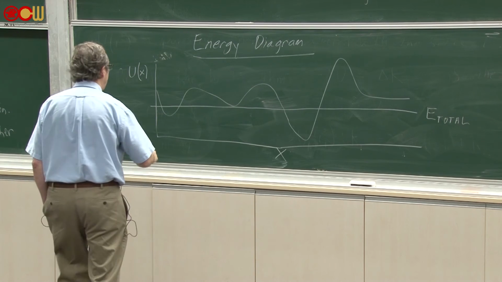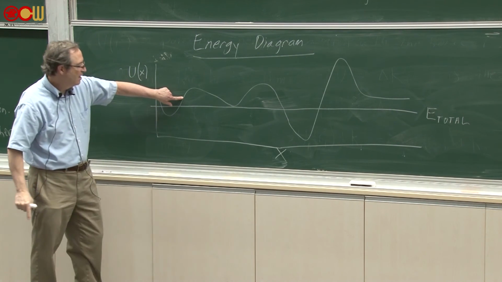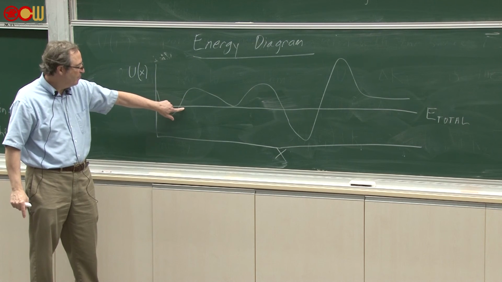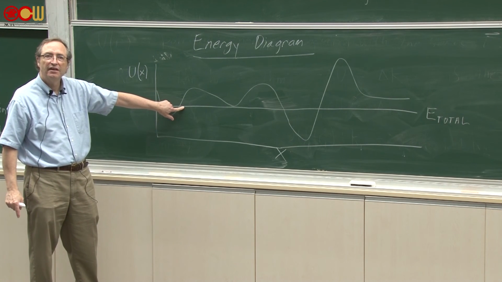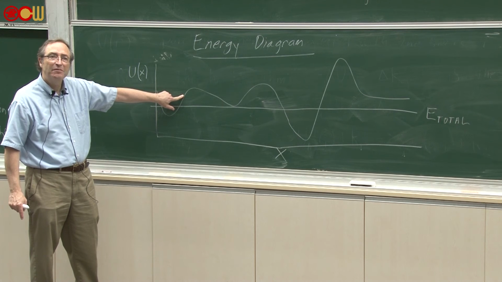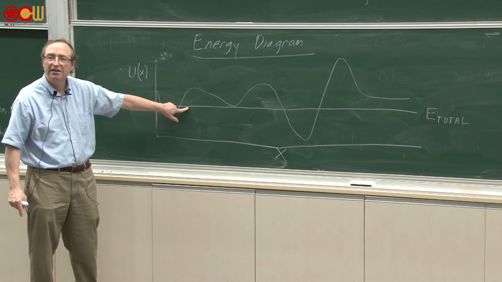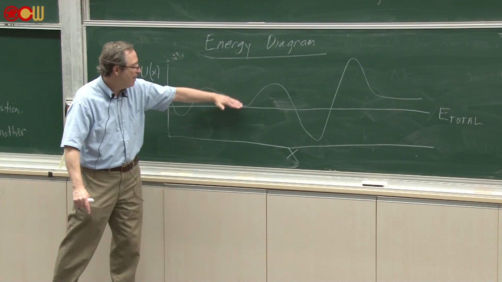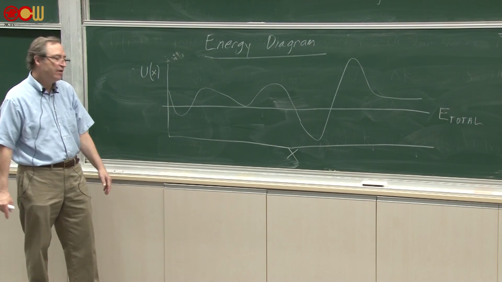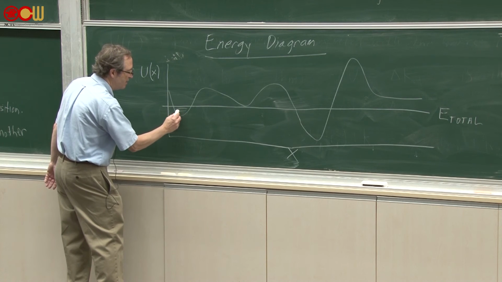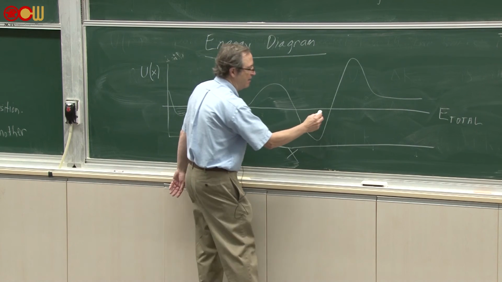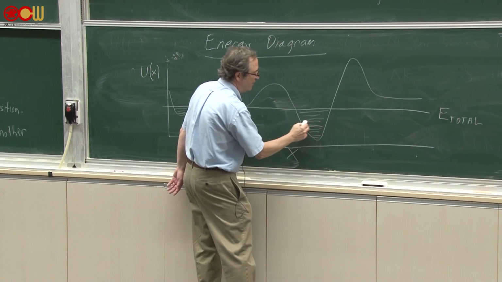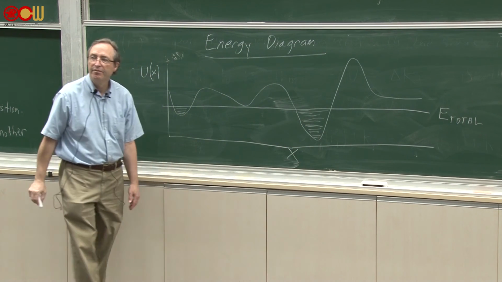So if I'm located over here, my potential energy is bigger than the total energy. If I add in the kinetic energy, I'm still bigger than the total energy. So I can't be there. I can't be above this line. The only place I can be is here and here. Those are the only locations I can be.